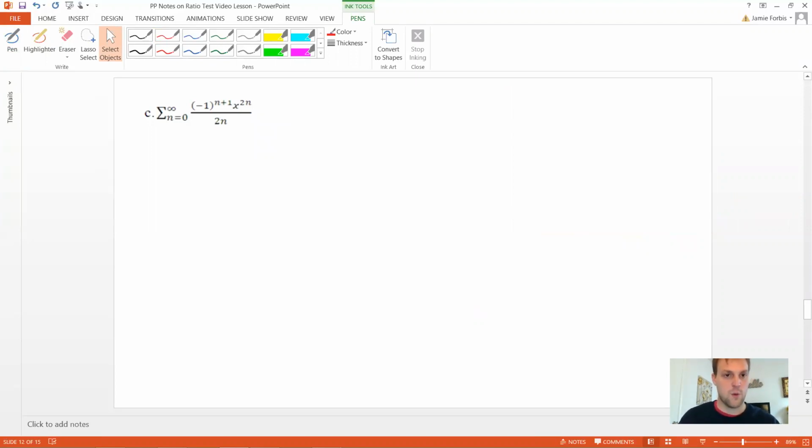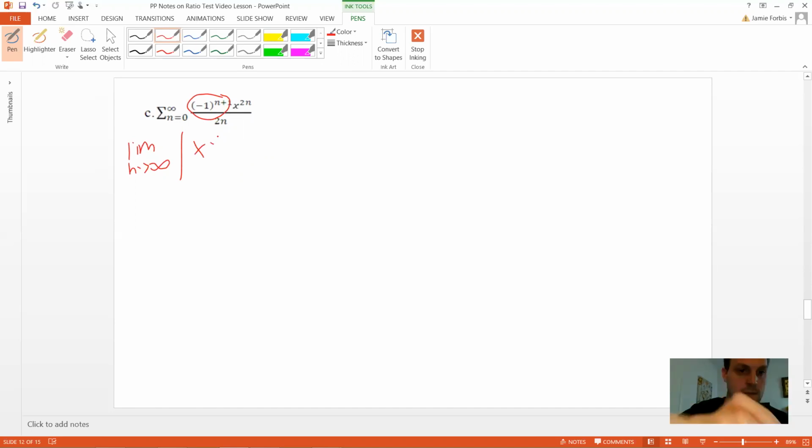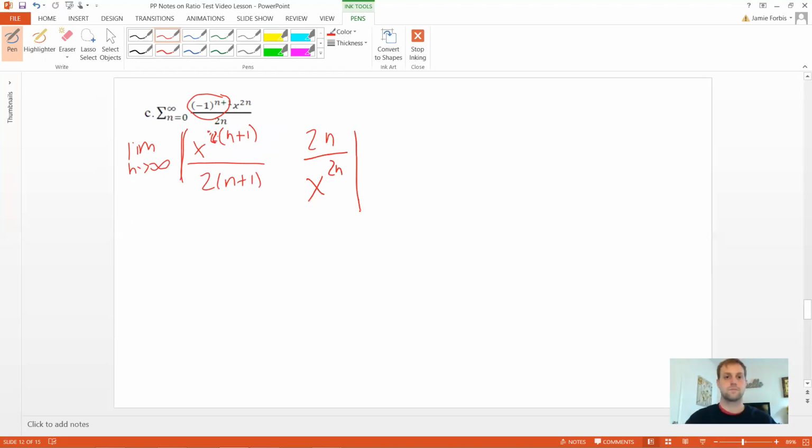Okay. Ratio test again to figure out what the interval of convergence is. Now this is an alternating series piece. And remember, when I'm doing ratio test, the alternating series goes away because I'm taking the absolute value. So let's think about how this limit looks. It's the limit as n approaches infinity, absolute value of a sub n plus 1, so that's x to the 2 times n plus 1, so that's n plus 1 instead of n, over 2n plus 1. Okay. Same change flip, 2n over x to the 2n.